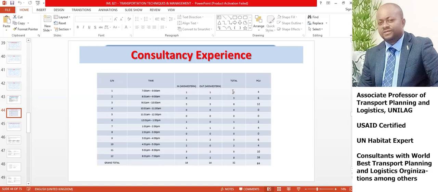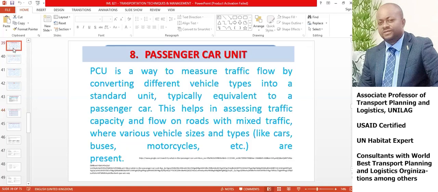Sorry, sir. If we use 3 PCU for truck, then you are saying BRT or coaster can also go for 3.7? No, truck is 3. BRT, 3.7. No, use 2.7 for BRT. Use 2.7 for BRT.